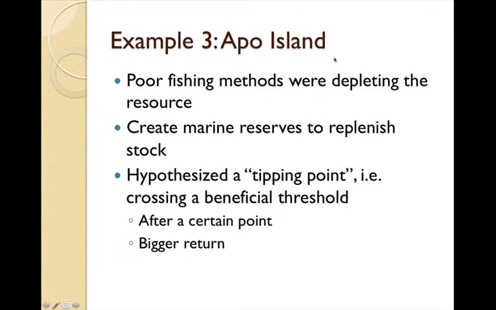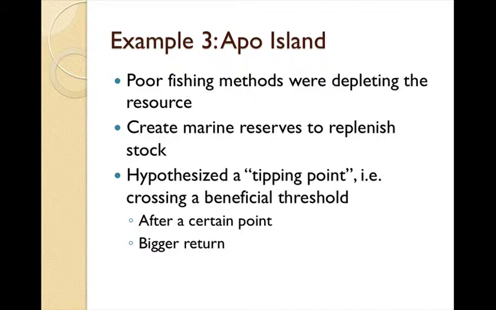Okay, now I'm going to give a third example, and we talked about this in the very first weeks of the class, this idea of Apple Island, remember, in the South Pacific, where there were poor fishing methods, really meaning poisoning and blowing up reefs. So they created some marine reserves to replenish the stock, but when they did that, they hypothesized that there would be a tipping point, and that crossing that tipping point would put them across a beneficial threshold, and that they'd get bigger and bigger returns of fish. So actually the effort would be met with higher returns. And so this idea of an ecological tipping point is also the same as a threshold.